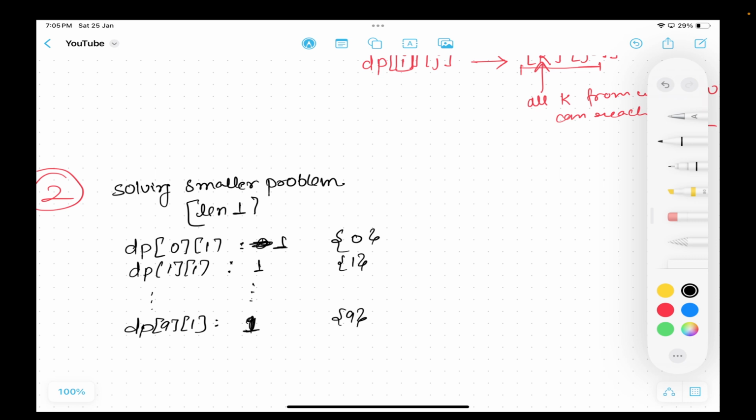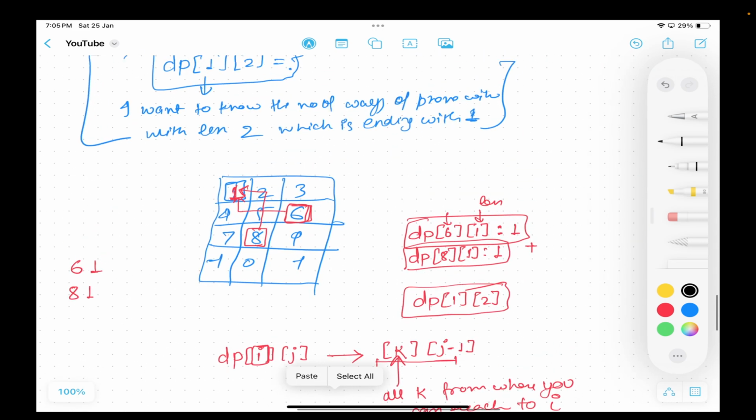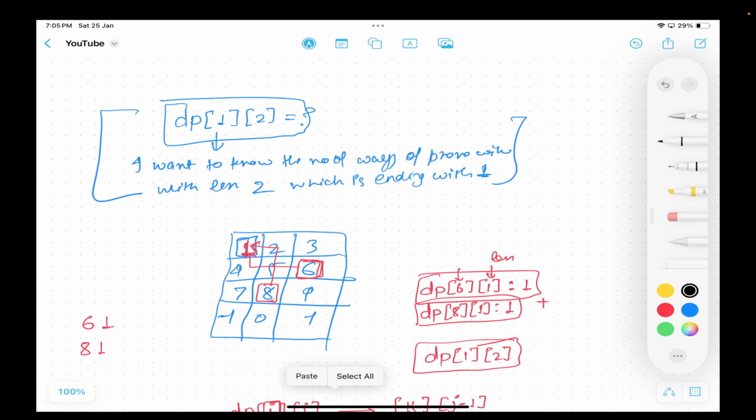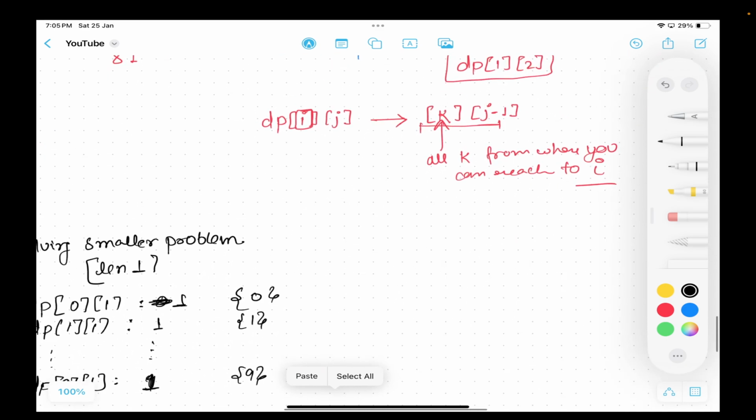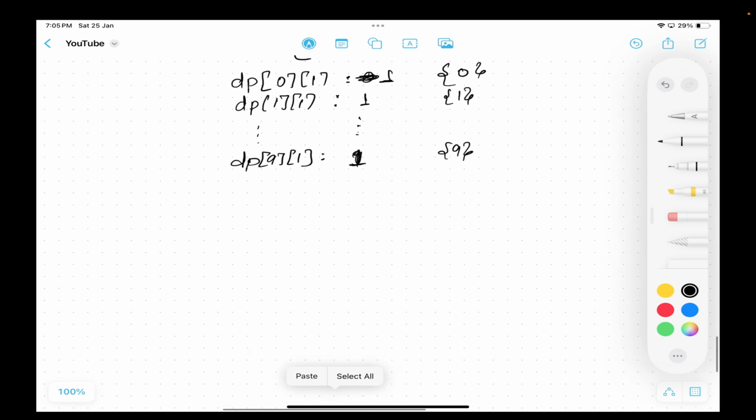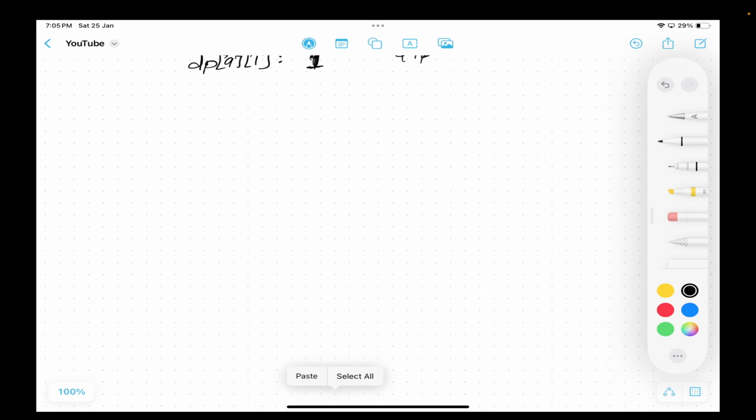And we already saw how we can compute the further future states, like greater lengths. We will use the answer for the smaller length to compute the answer for the larger length. So this is the overall transition for this DP. Now let me write it. Third thing, the general equation.